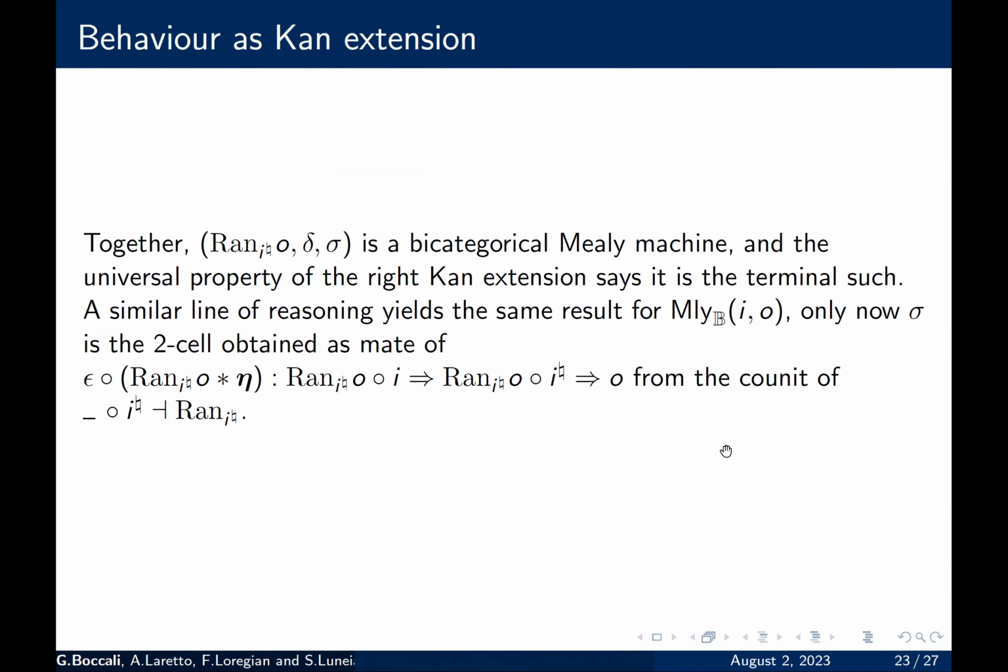Together, this data assembles into a bicategorical Mealy machine, and the universal property of the right Kan extension says that it is the terminal one. A similar line of reasoning yields the same result for Mealy B IO, only that now sigma is the two cell obtained as the mate of this other composite from the counit of the adjunction given by the Kan extension property.